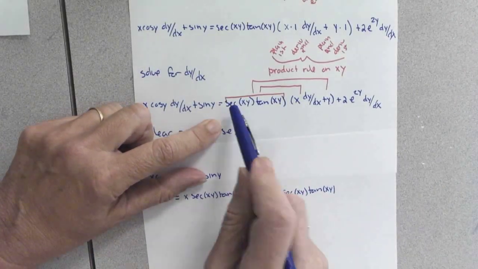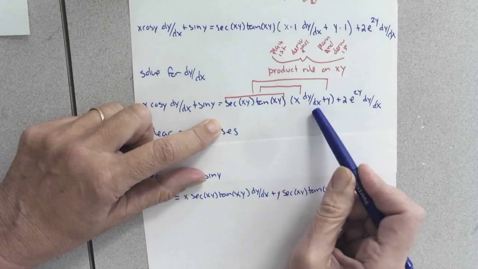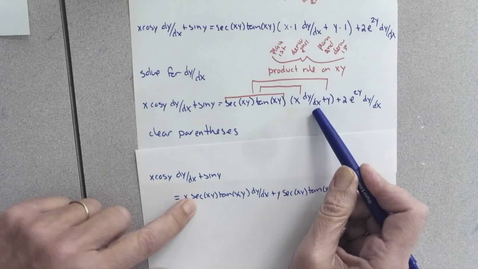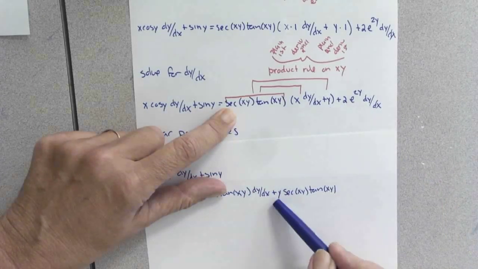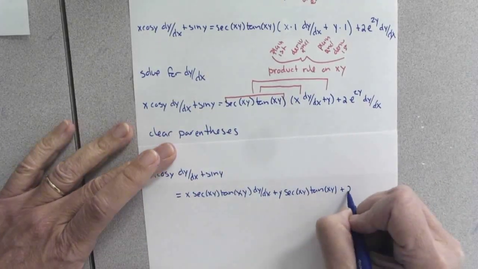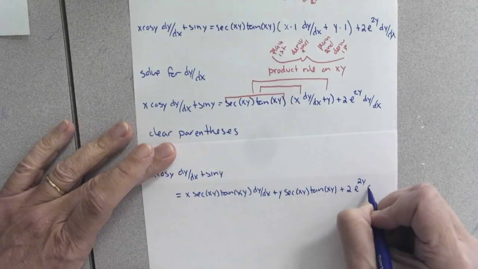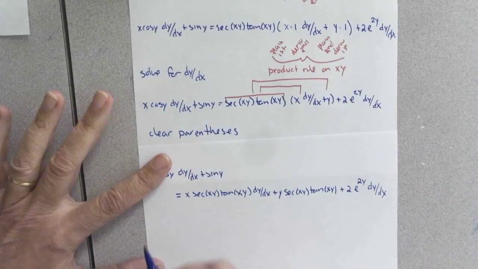First, secant xy tangent xy times x dy/dx. I put my x first, then my secant tangent, then my dy/dx, and then times my y secant xy tangent xy. And then I still have e to the 2y dy/dx. So I cleared my parentheses.